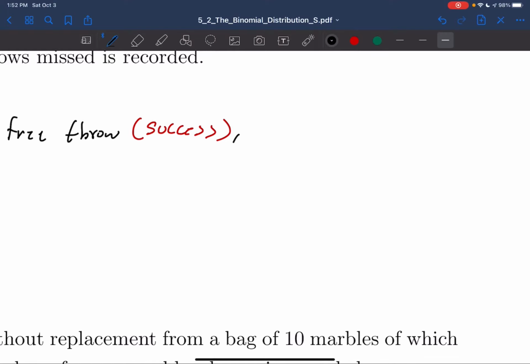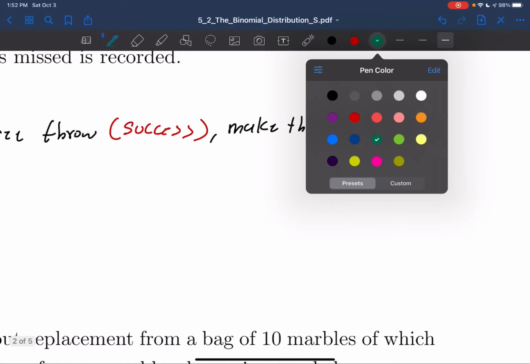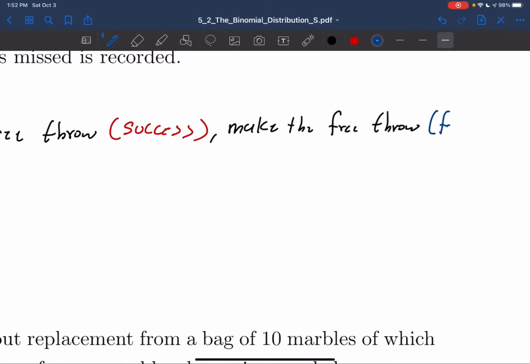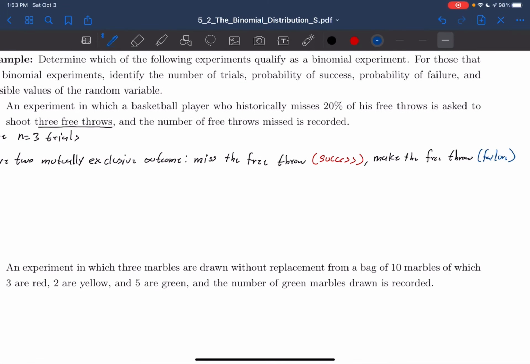And then making, or I guess make the free throw, is considered a failure. And these are two mutually exclusive events because you can't miss a free throw and make a free throw at the same time. So we're okay.